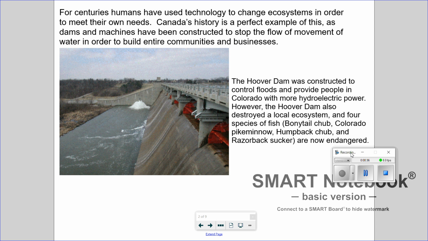Here's one example. The Hoover Dam was constructed to control floods and provide people in Colorado with more hydroelectric power. However, the Hoover Dam also destroyed a local ecosystem, and four species of fish, the bonytail chub, Colorado pikeminnow, humpback chub, and razorback sucker, are now endangered.